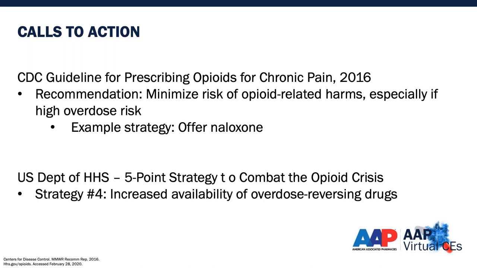And within them, they have a recommendation. And they say to, quote, minimize the risk of opiate-related harms, especially in patients with a high overdose risk. And one of the tactics that they recommend we utilize is to offer naloxone to patients. So we see here a call from the CDC specifically to offer naloxone to those at a high risk of overdose. This was given a Category A recommendation, which is their strongest recommendation in the guidelines, meaning, quote, most patients should receive this recommended course of action. Additionally, the United States Department of Health and Human Services came out with a 5-point strategy to combat the opiate crisis. One of their strategies, specifically strategy number 4, was to increase the availability of overdose-reversing drugs, i.e. naloxone. They've actually committed $75 million in grant funding to investigate, educate, and increase access.